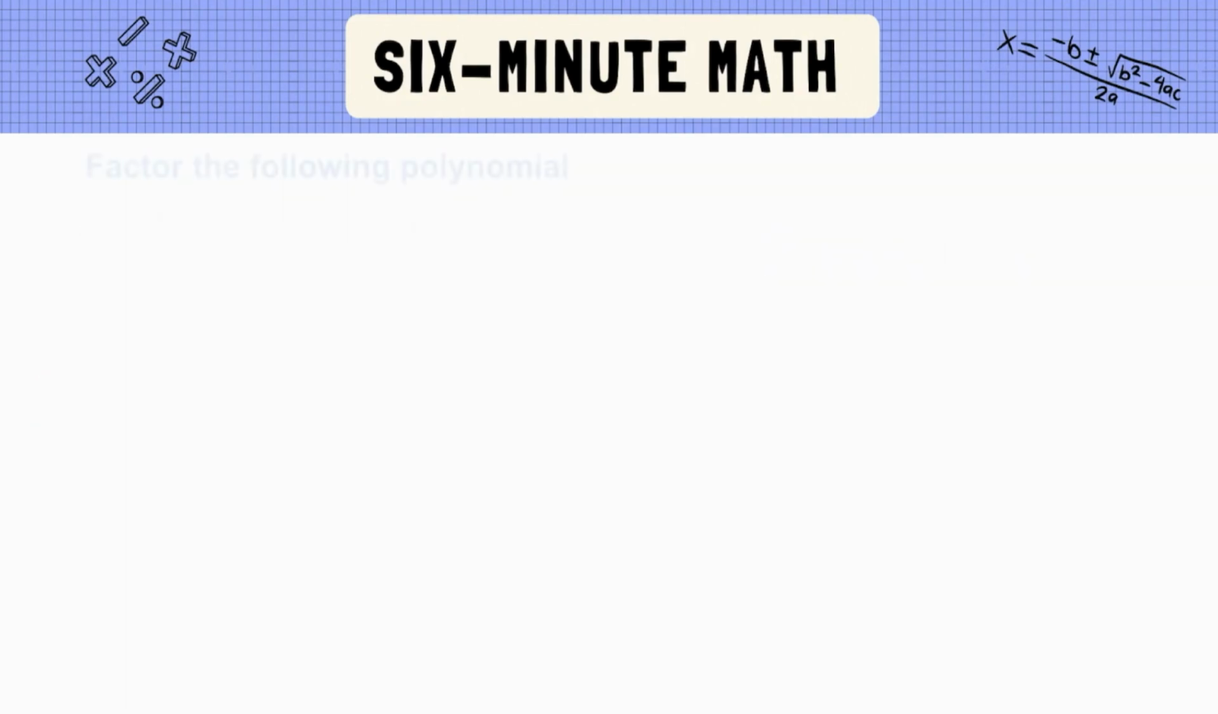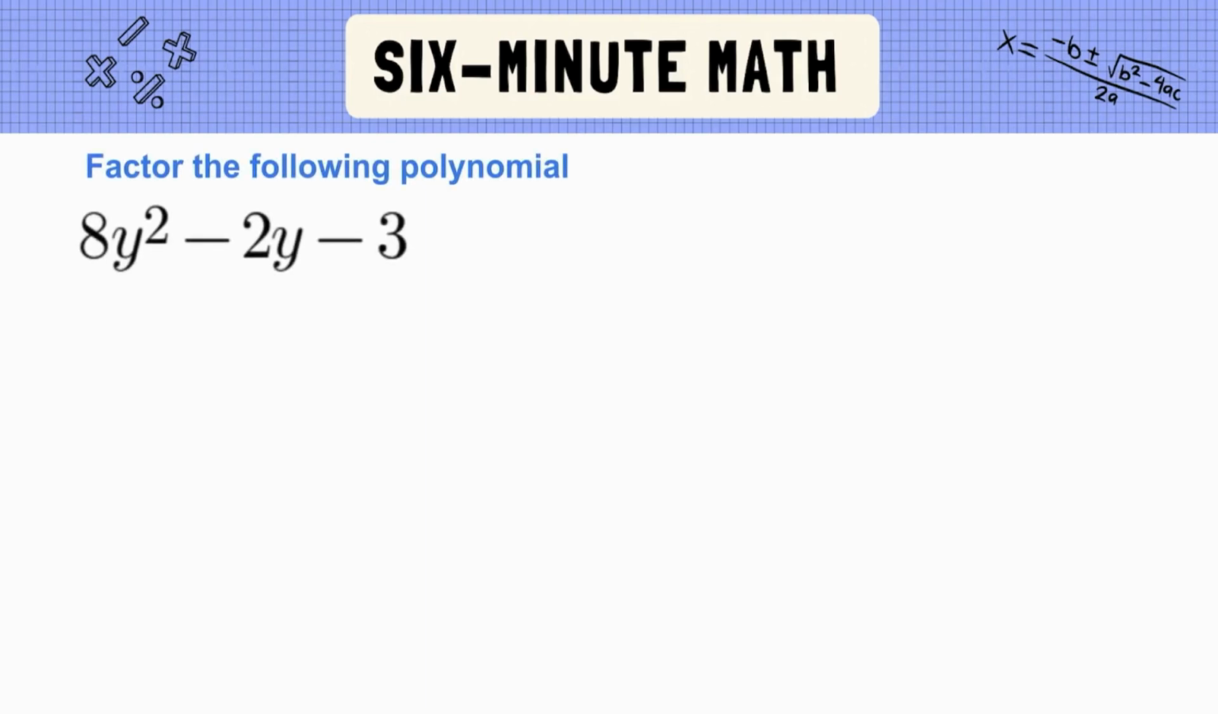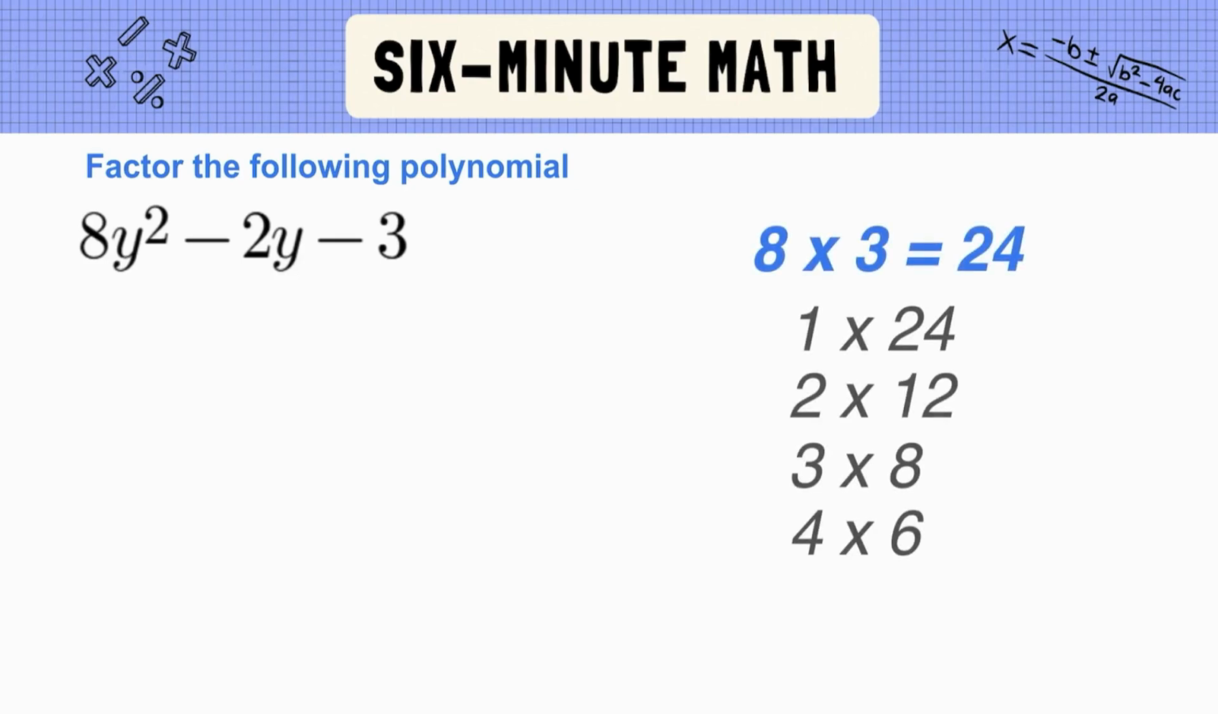Let's check out another example here. We're going to factor 8y squared minus 2y minus 3. We have our a times c of 24, and I have my factor grid for 24. At this point, I look at this operation, and I'm finding two numbers that subtract to that b value.